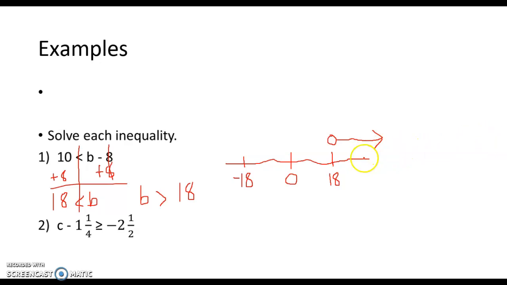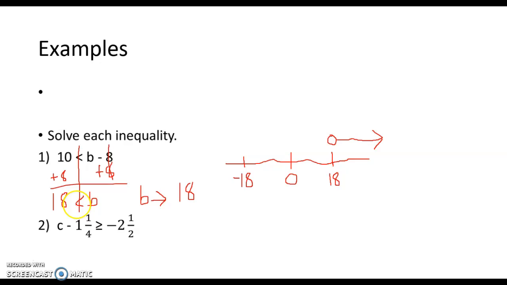100, 1,000. They're all greater than 18. All of those are true. So here is why I insist on putting your variable on this side. Notice that I can make my greater than sign look like an arrow, and now my arrows agree.